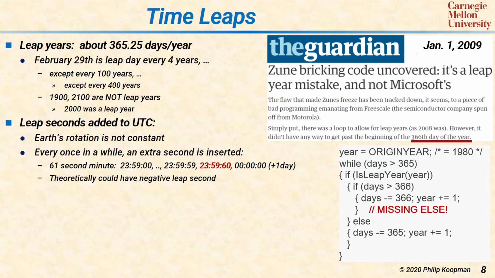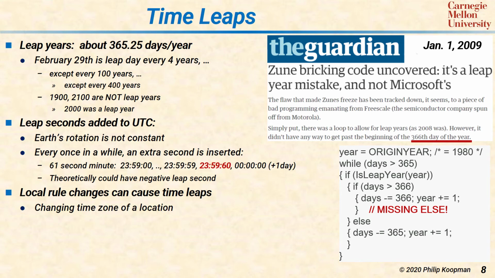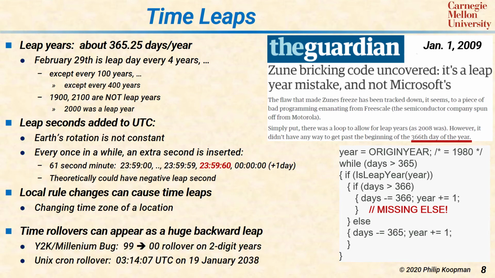There are also issues that local rule changes can cause time leaps. So if a particular location changes its time zone, or changes the day it does daylight savings time, or makes some other change like that, it can cause a big discontinuity in the local time, sometimes with almost no notice. Yet another category of time leaps is time rollovers. These can appear as a huge backward leap.